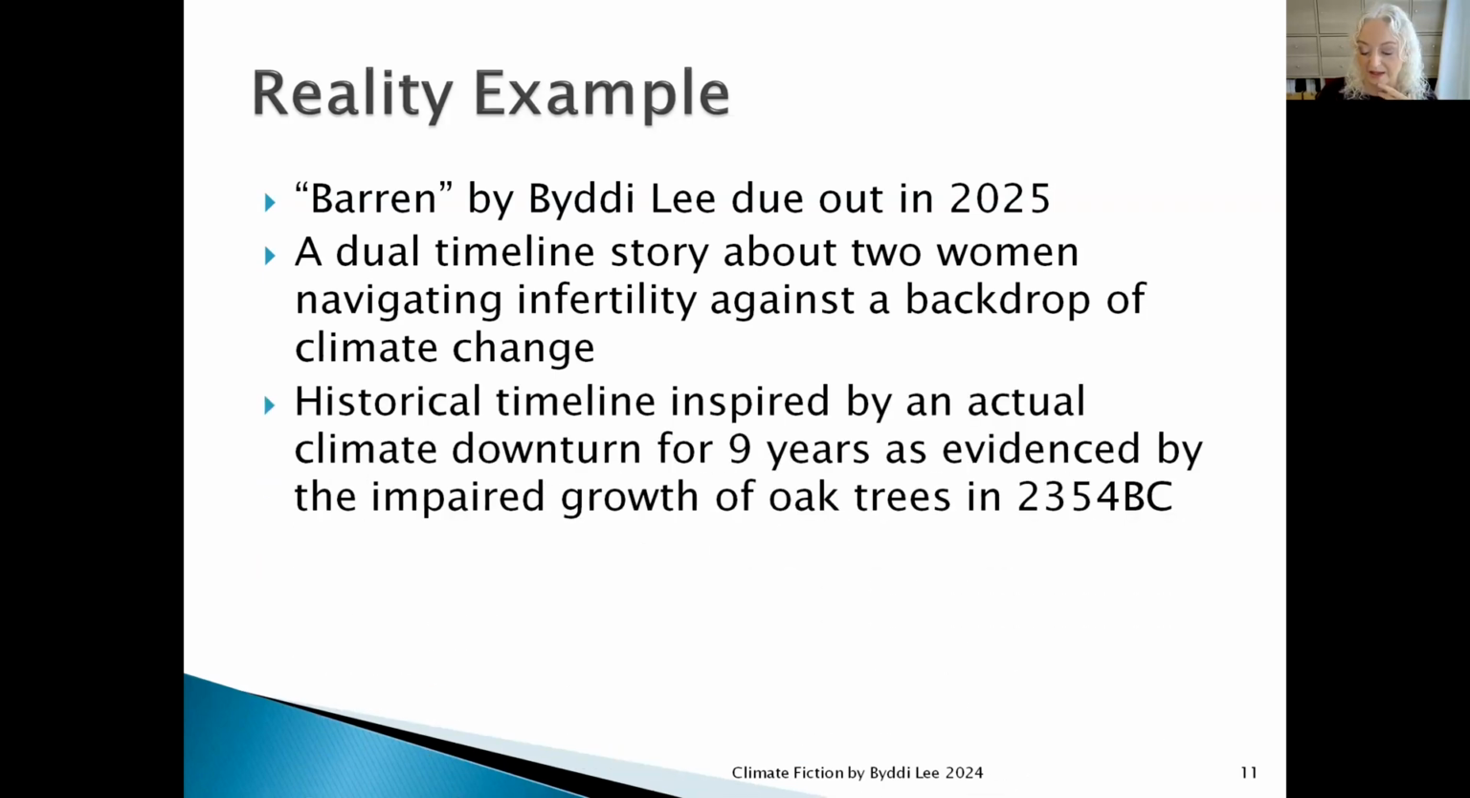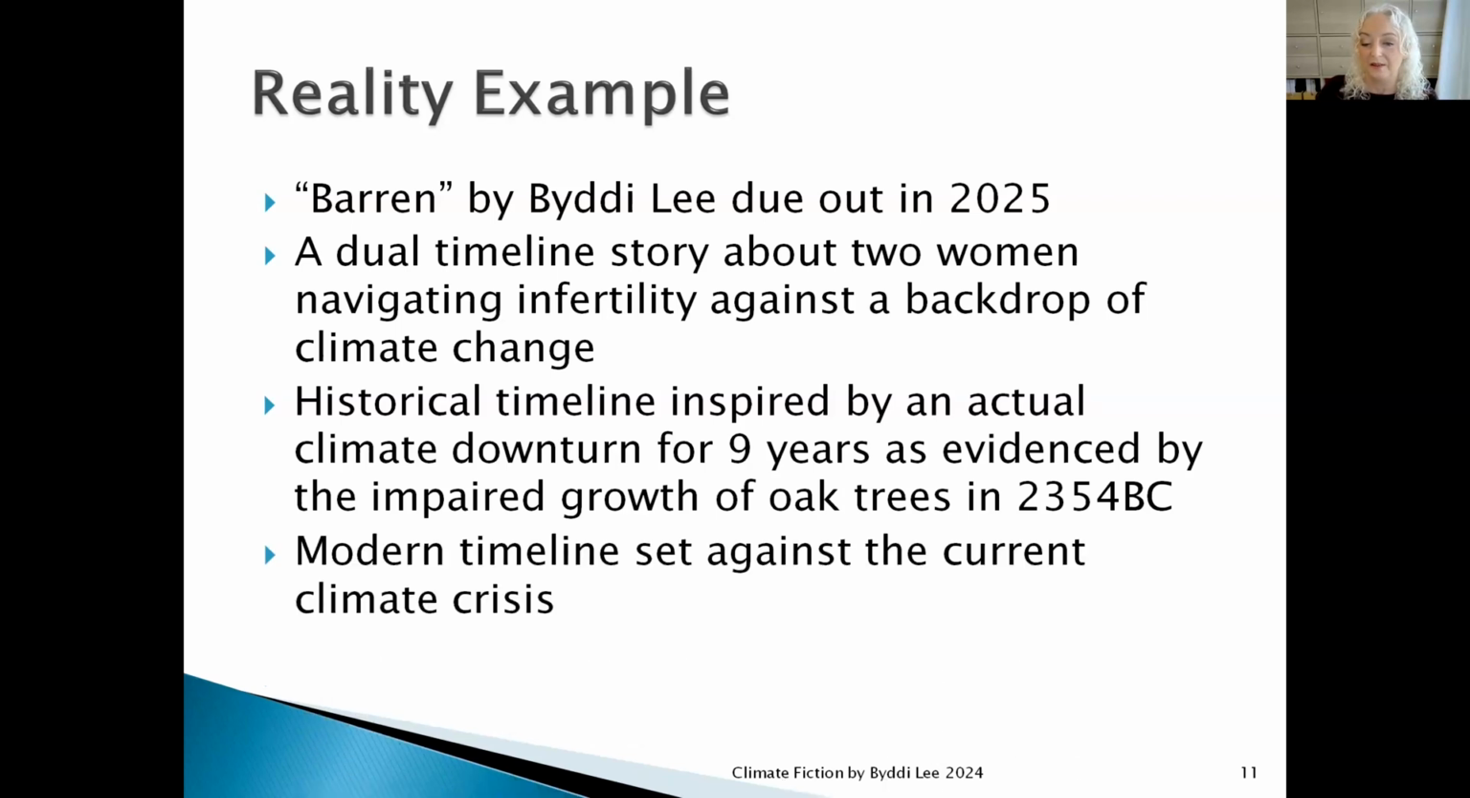The historical timeline is inspired by an actual climate downturn for 9 years, as evidenced by the impaired growth of oak trees in 2354 BC. We have that date from the oak tree ring chronology at Queen's University that I worked on as a postgrad. So it exists, and this particular time span is actually a thing that has happened in the past. The modern timeline is also set against the current climate crisis.